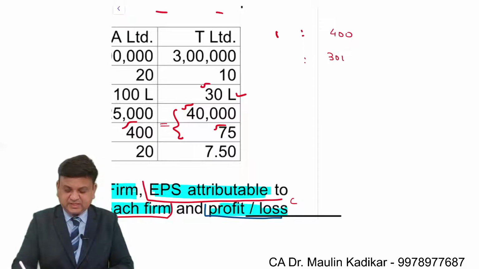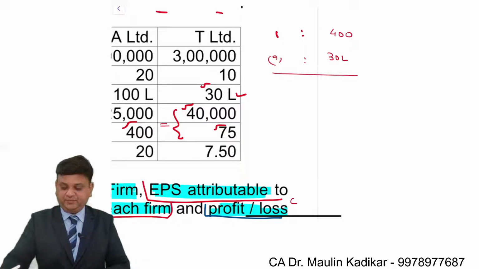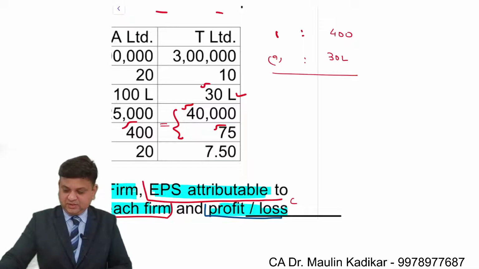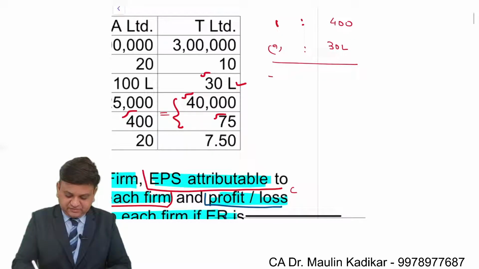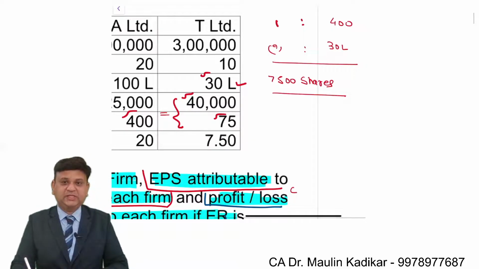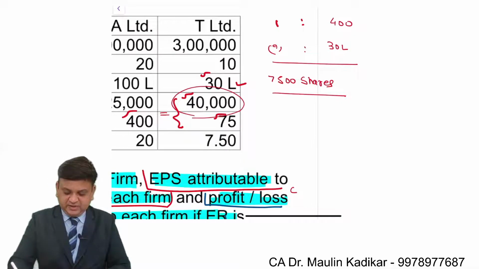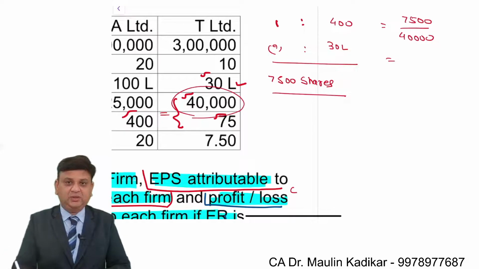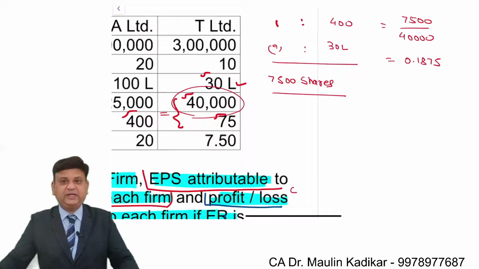Value of your company is 30 lakhs. So this is the number of shares that I will issue to you. So use your calculator. 30 lakhs into 1, divided by 400. So it comes to 7,500 shares. So these are the number of shares that we will issue to you for the purpose of acquisition. You have in total 40,000 shares. So 7,500 shares are issued against 40,000. So the exchange ratio based on market price per share is 0.1875, or 0.1875 is to 1.